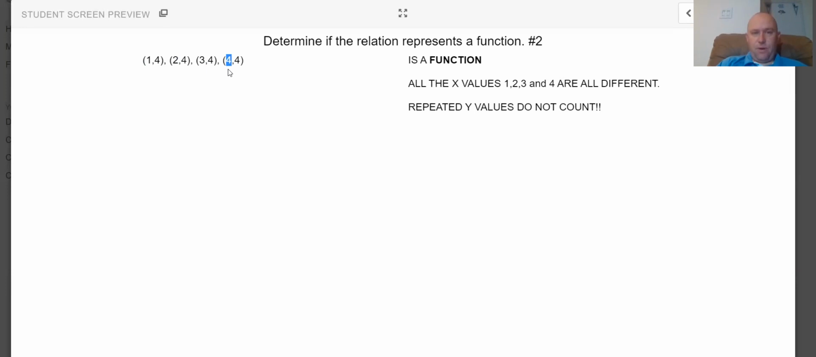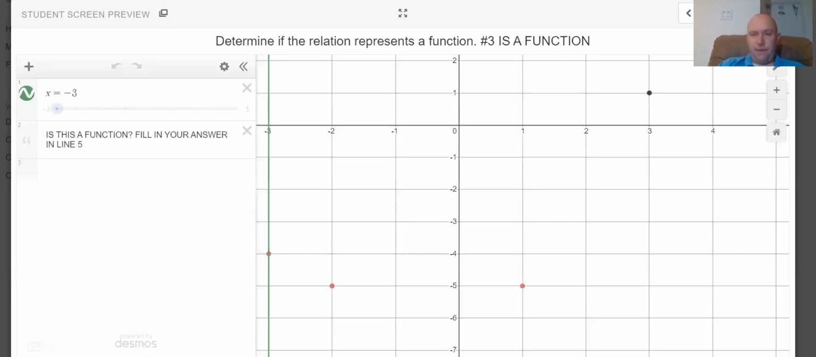Notice how they tried to put the y values the same, but that's not what we're interested in for this question when we determine if something's a function or not. As I'm looking at these points, I can see it just goes through 1 point here, 1 point, 1 point, and 1 point. So this would be an example of something that is a function.